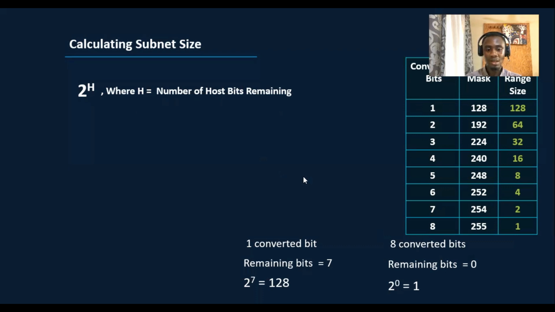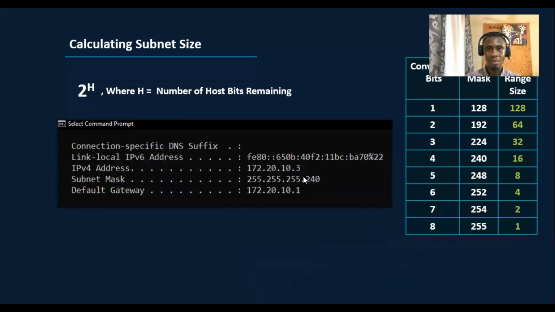So the next thing we want to do is to look at the example that we used. Here, we go back to our example and we have 240 as the last part of the .240. If that's the case, we know that we've converted 4 bits and we have 8 bits, meaning that we'll have 4 remaining. So in this case, we have 2 raised to the power 4, which means we have 16. And that will be the size of each subnet.